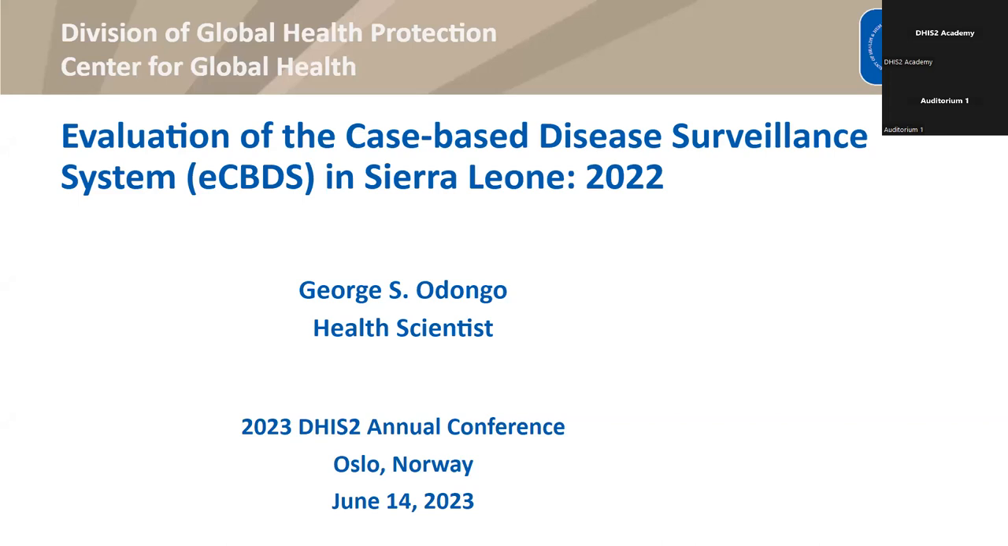Good morning, everyone. I'm going to talk on something a little bit different. It's not an implementation of a system, but this time an evaluation of a system. My name is George Odongo. I'm a health scientist with the Centers for Disease Control and Prevention in the Division of Global Health Protection.